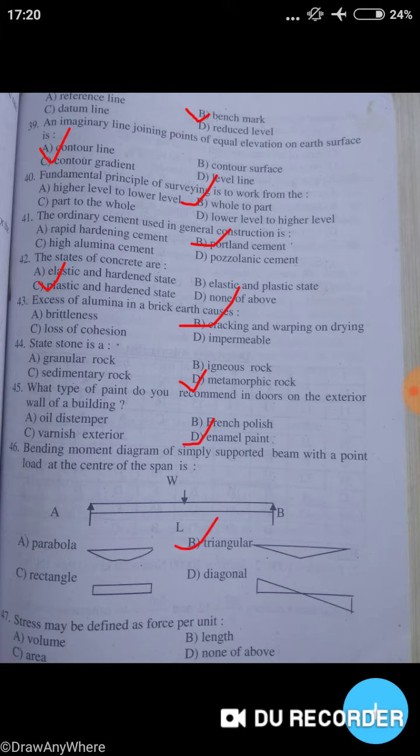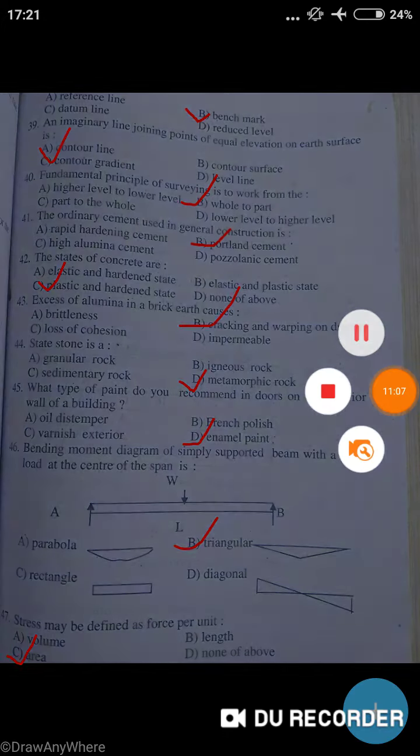Stress may be defined as force per unit area. C. Next question: factor of safety is defined as the ratio of ultimate strength to the working strength. Fatigue is a failure of a material under varying load well below the ultimate static load. The loss of head at the entrance of the pipe is 0.5 V squared by 2g, 50's C. At the entrance it is 0.5 V squared by 2g, but at the outlet it is different.